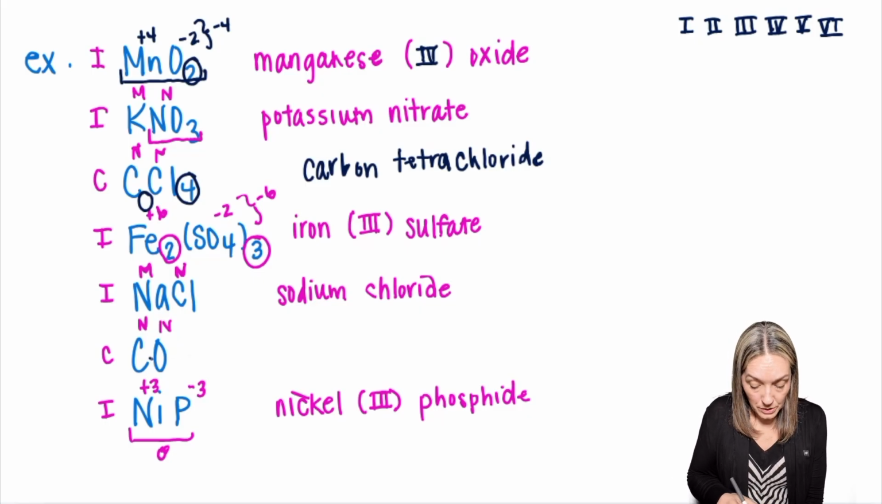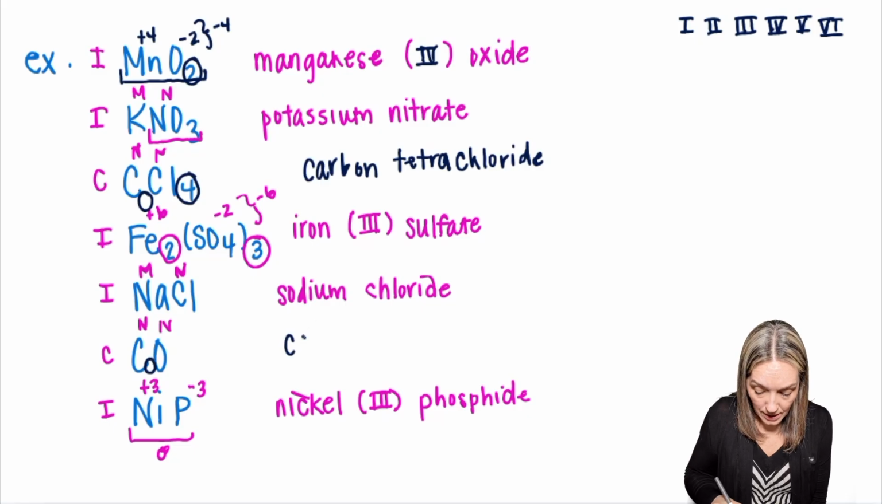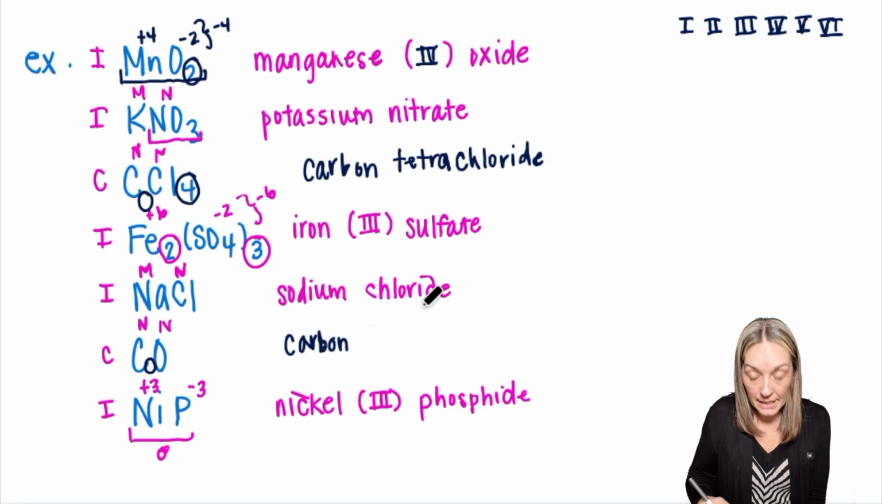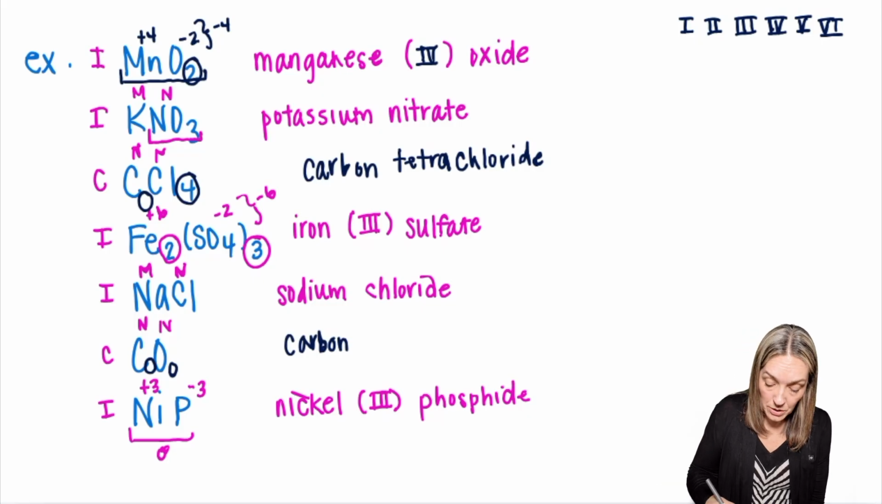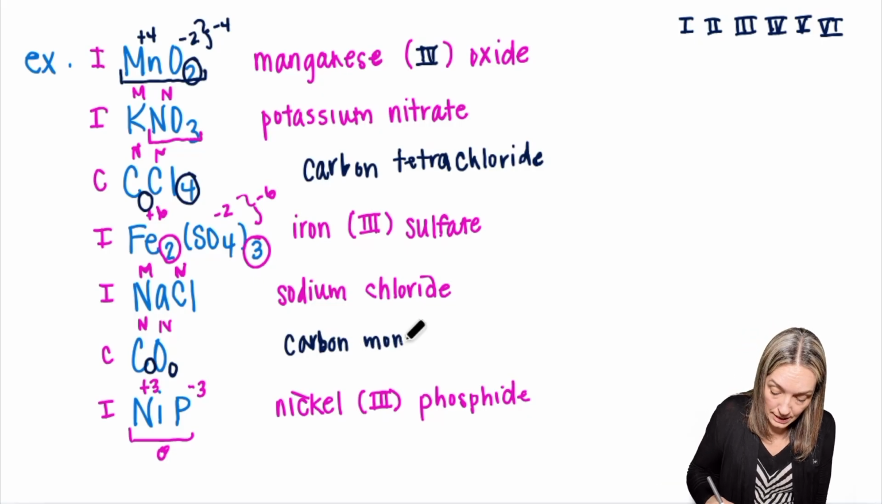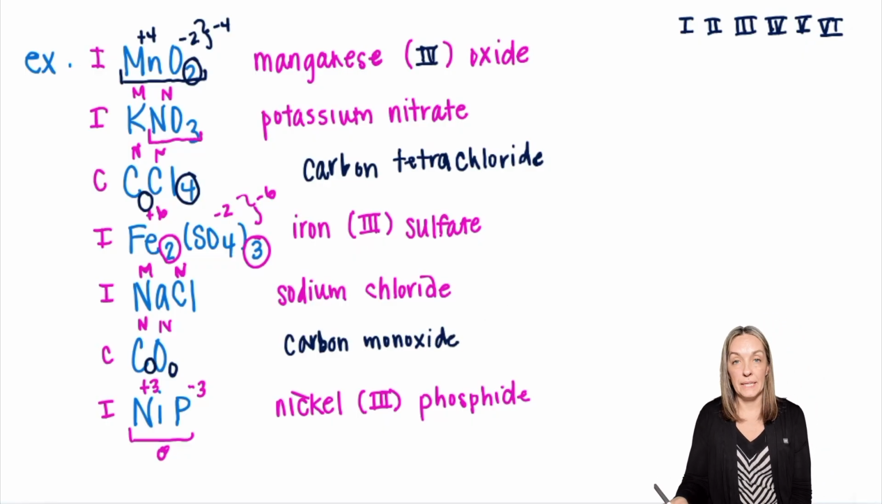So since there's only 1 carbon here, I am going to write carbon. There's no need to use the prefix mono on the first element. But when I get to my oxygen, notice that there's only 1 oxygen as well. We do use mono on the second. So this becomes carbon monoxide.